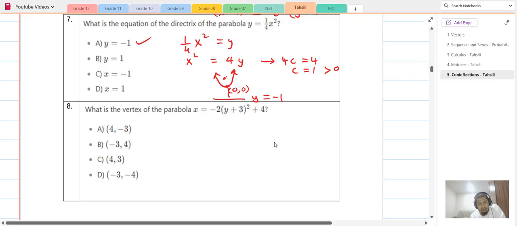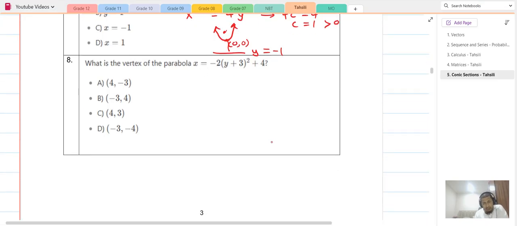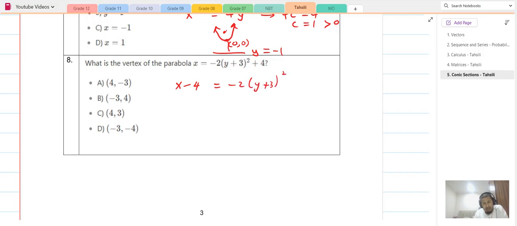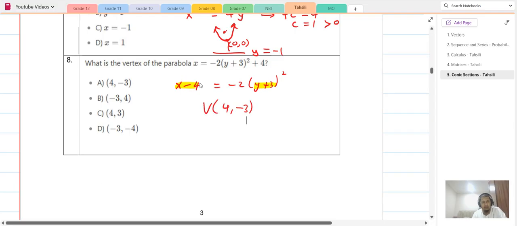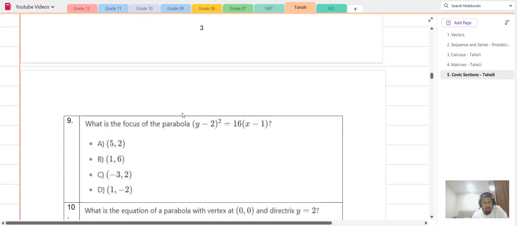What is the vertex of the parabola? To find the vertex of the parabola, we're just going to take this 4 over. So we're getting (x - 4) is equal to -2(y + 3)². So no need to write this in standard form. To find the vertex, look at the transformation in x and the transformation in y. So the vertex is just (4, -3). I hope you understood that. So that answer is also A. So far all the answers are A. Right, let's look at the next one.